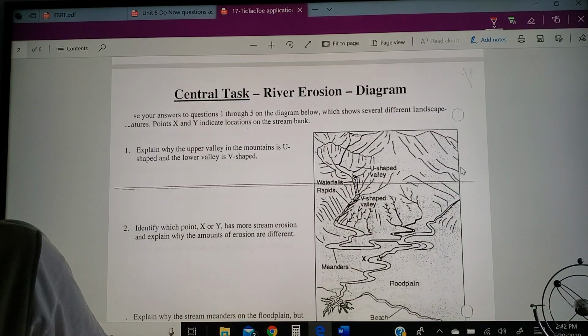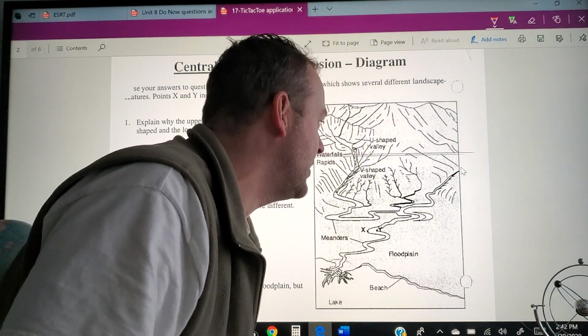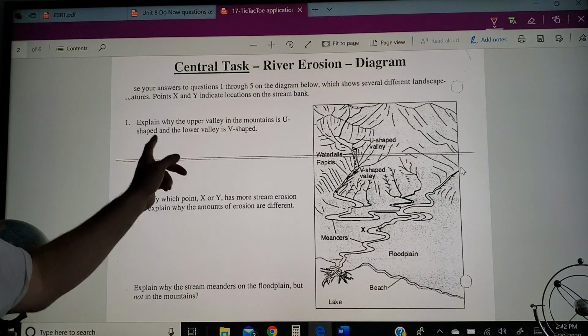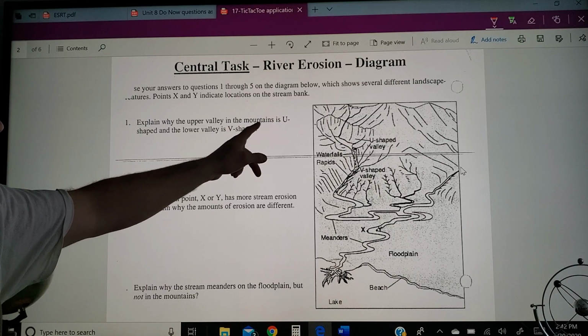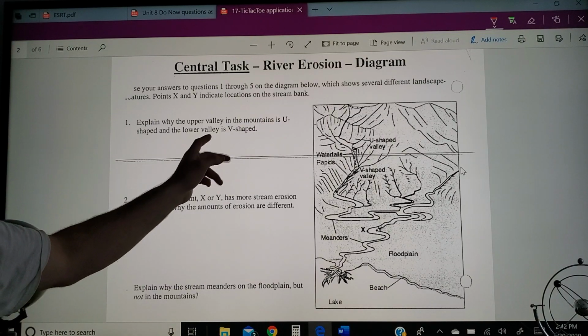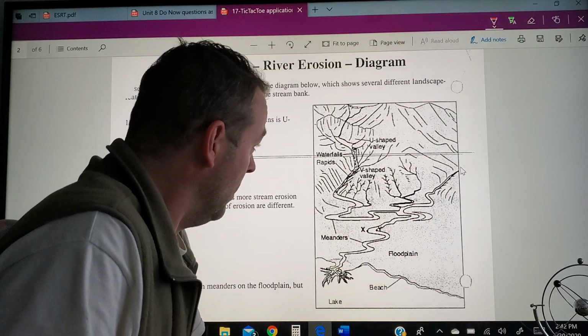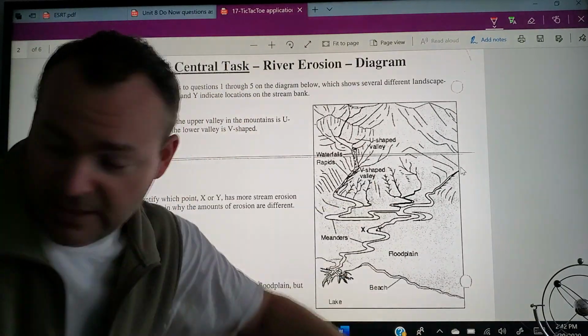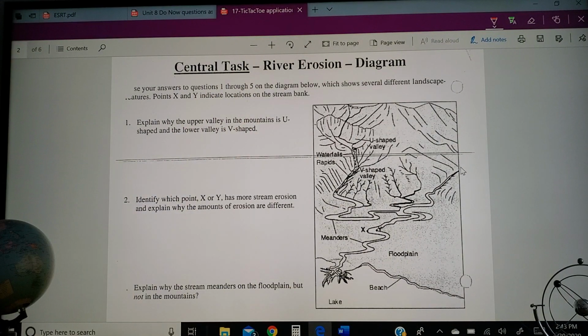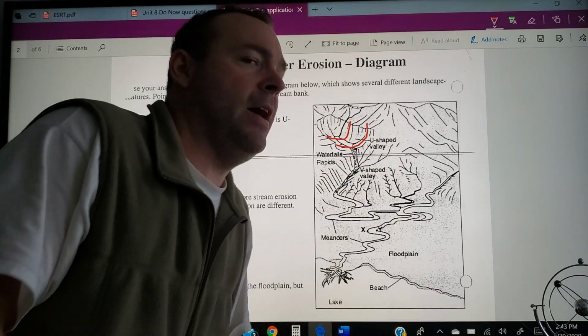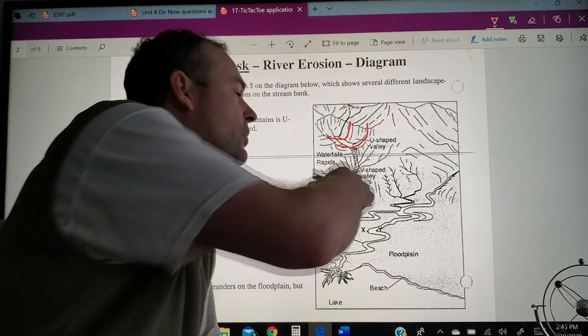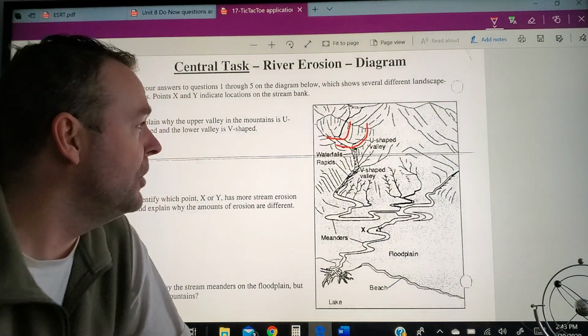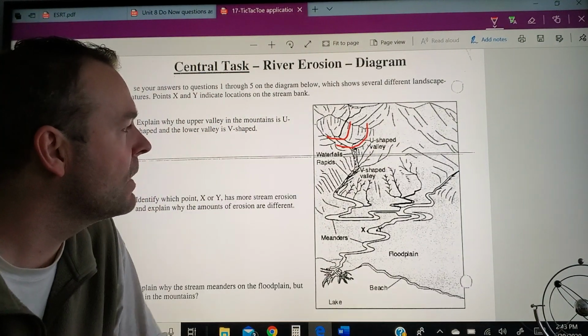Tic-tac-toe. We'll start with the central box. Everybody had to hit the central box. Explain why the upper valley in the mountain is U-shaped and the lower is V-shaped. Well, the upper, if you see here, the classic U-shape, you totally see it there. And that's because glaciers carve out U-shapes. And up in the mountains, it's colder. You have your snow and your ice. You're going to get that U-shaped valley.